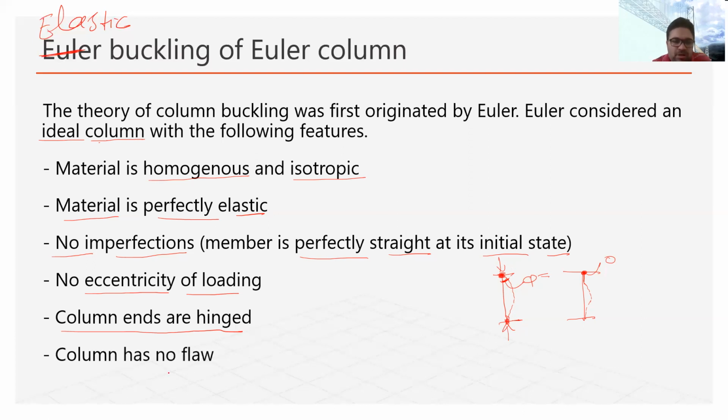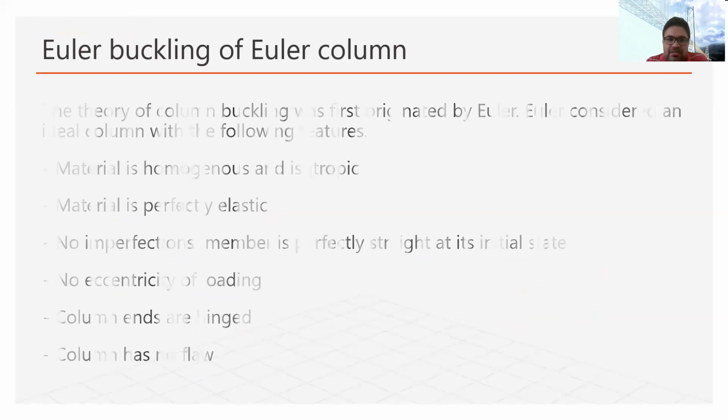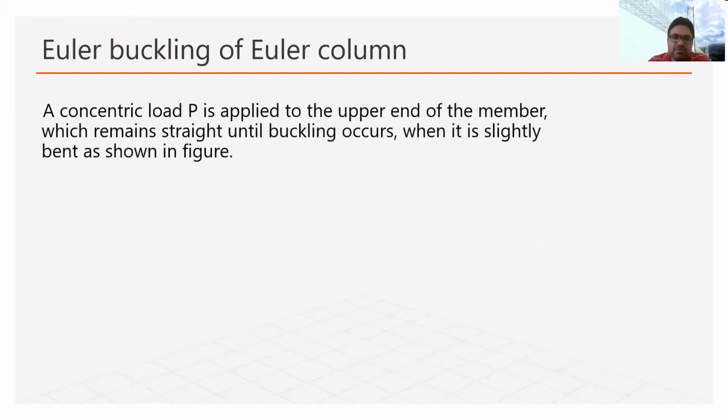and the column has no flaws. It has no flaw, the surface is smooth, everything is smooth. So in the case of the ideal column, he has considered these features. Now, after testing, he has given a formula.